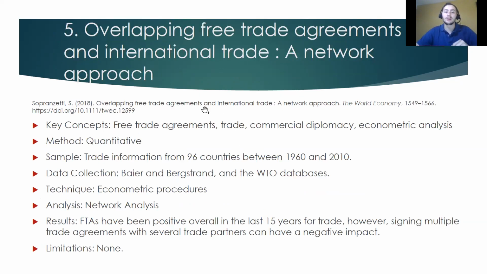Finally, the last one was called Overlapping Free Trade Agreements and International Trade: A Network Approach. They had a quantitative method. The sample was trade information from 96 countries between 1960 and 2010. The data collection was from Baier and Bergstrand and the WTO databases, and they made a very strict network analysis, which is an econometric procedure. They found that FTAs have been positive overall in the last 15 years for trade, but signing multiple trade agreements with several trade partners can actually have a negative impact. So you must be selective.